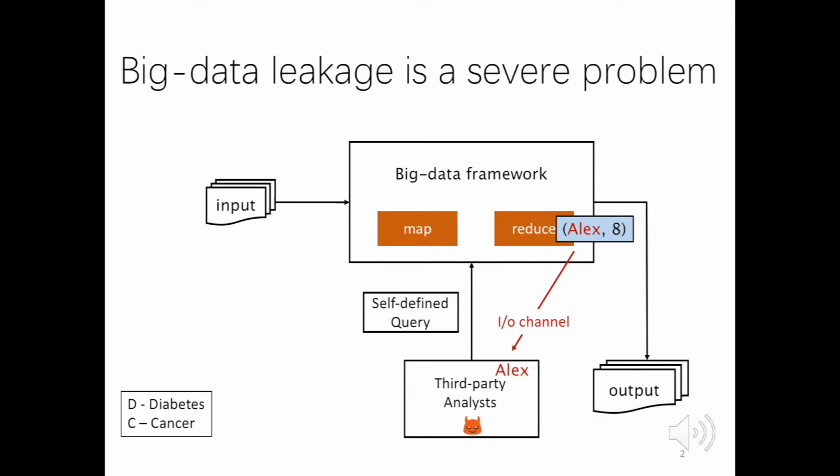Originally, the reduce function should just return the 8 here to the output, but analysts may also write sensitive user data to the output directly and collect them. So it also results in sensitive data leakage. So how can we tackle these problems?